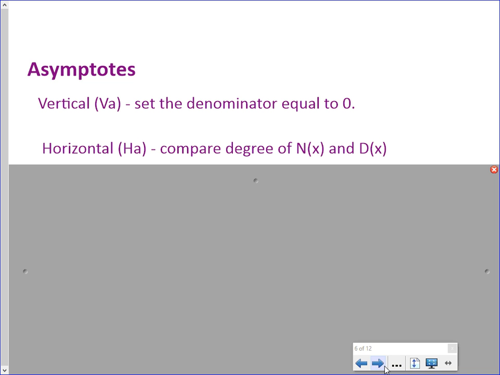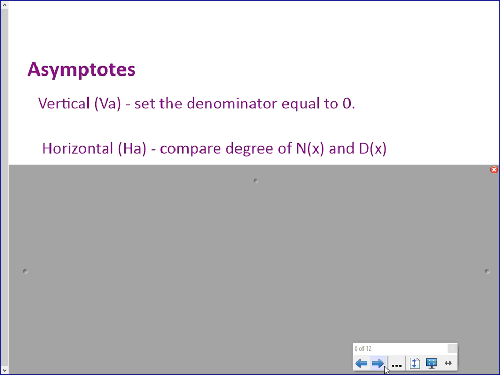In addition to holes, this should sound more familiar. You're going to have possibly vertical and horizontal asymptotes. Vertical asymptotes we already kind of know about because of Chapter 1. They're going to be places where our denominator equals 0. The only difference here would be if one of the factors was a hole, the hole takes precedence. It's a hole, not a vertical asymptote. So I always check for holes first. What's left over could be a vertical asymptote. So you just set d of x equal to 0.